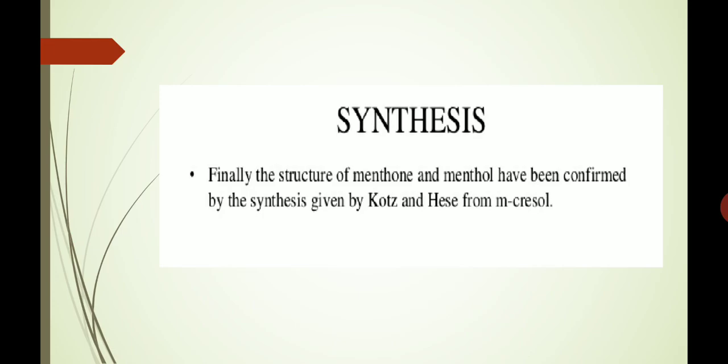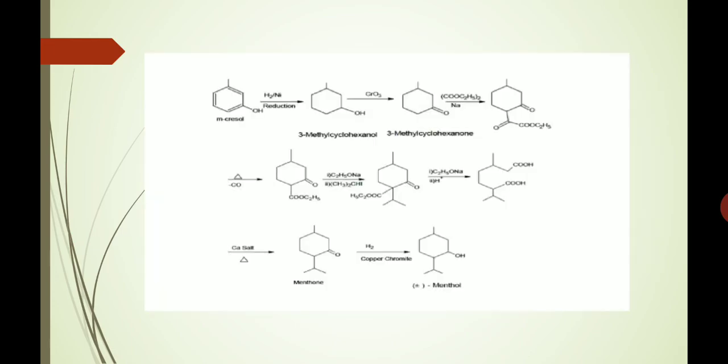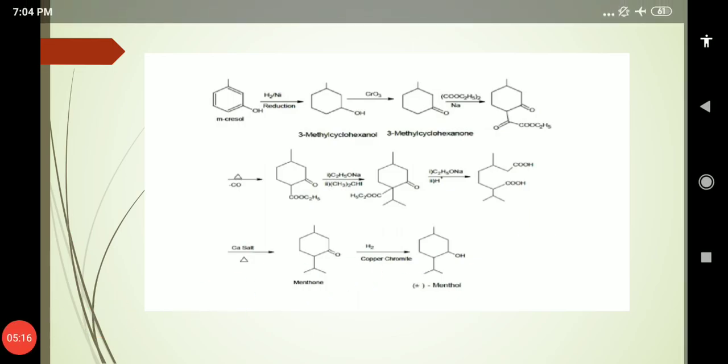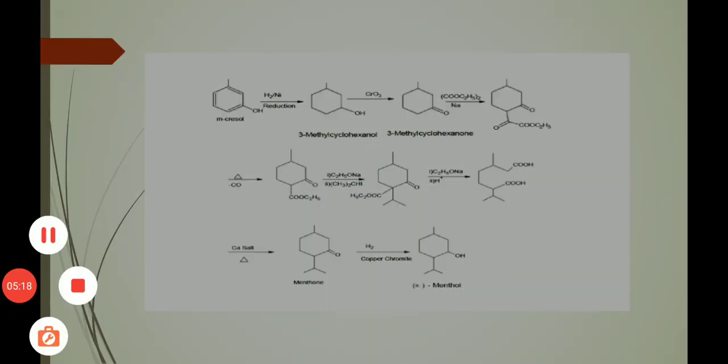Now the structure of menthol is finally confirmed by its unambiguous synthesis given by Coates and Hess, and the starting material is cresol, and by going through a series of reactions we finally get menthol. So this was all about the structure of menthol.